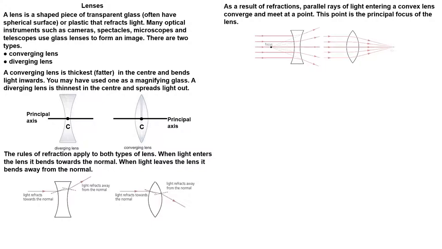When a beam of light parallel to the principal axis passes through a converging lens, it's refracted so as to converge to a point on the axis called the principal focus, F. It's a real focus. A diverging lens has a virtual principal focus behind the lens. The distance between C and F is the focal length of the lens.